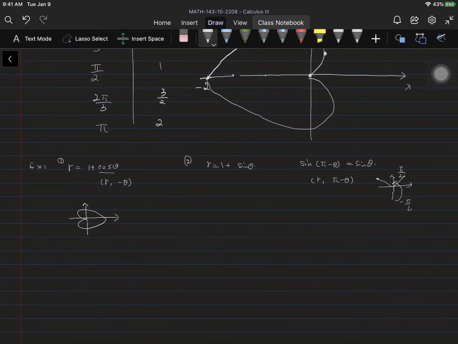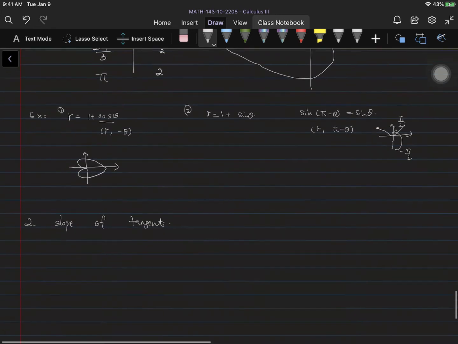Next, we are going to find the tangent to the polar curve. So we know the tangent is just a derivative, right? Now let's take a look at our tangent, slope of tangent.